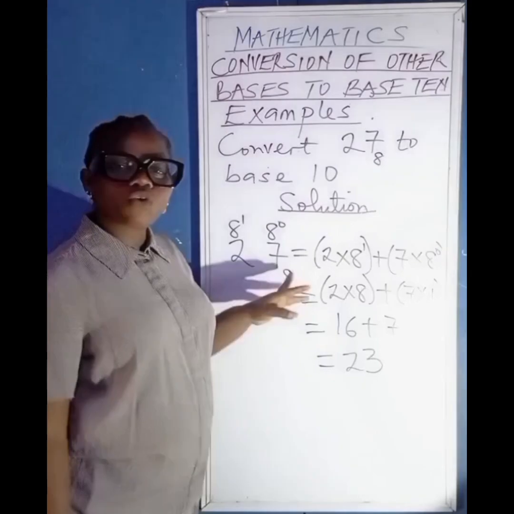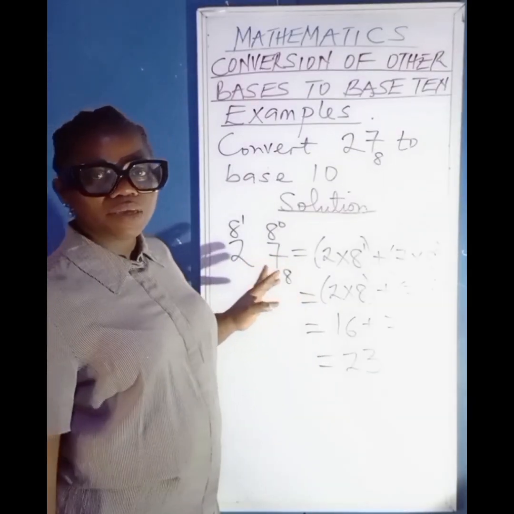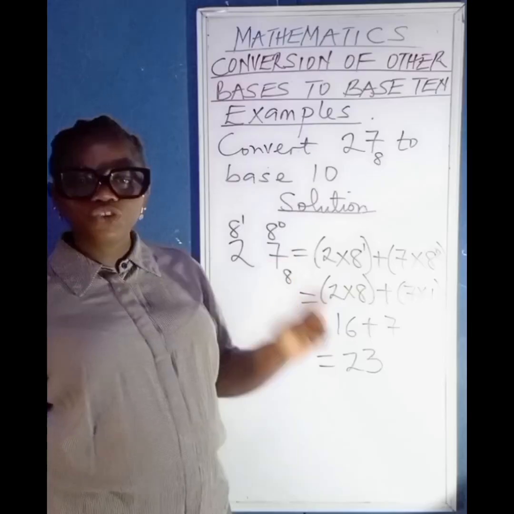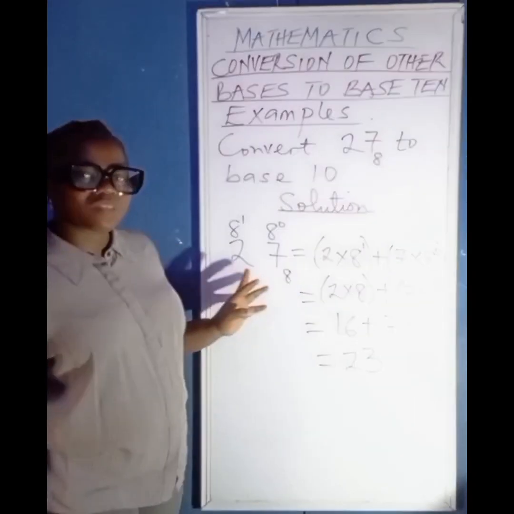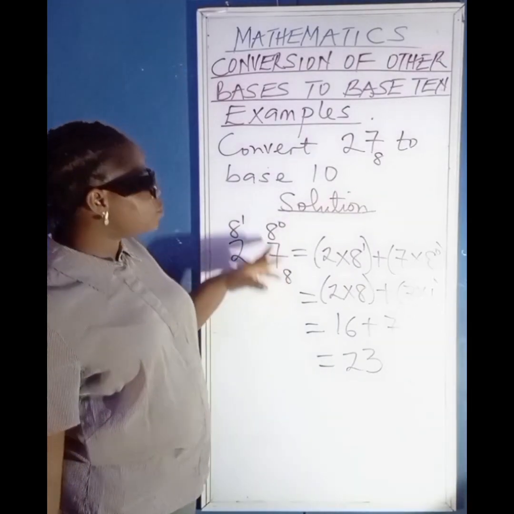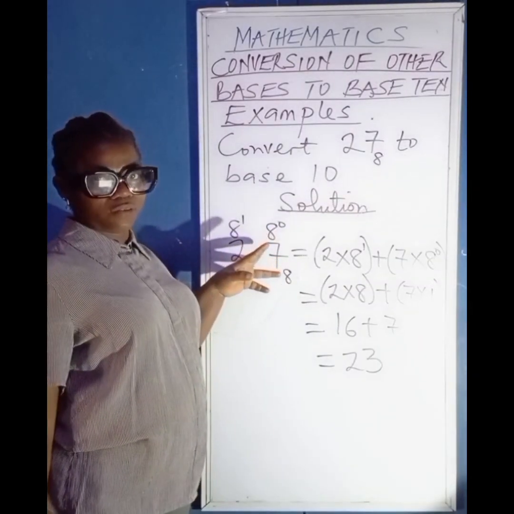This is not called 27, because 27 means 2 tens and 7 units. This is not 2 tens. This is 2 eights and 7 units, 7 ones.